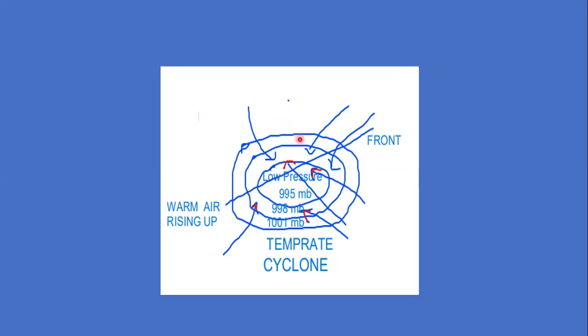And temperate cyclones advance from west to east. The diameter of temperate cyclones varies between 1500 kilometers to 3000 kilometers, and the average speed of their movement is 30 to 40 kilometers per hour. So these are the extra tropical cyclones or the temperate cyclones.